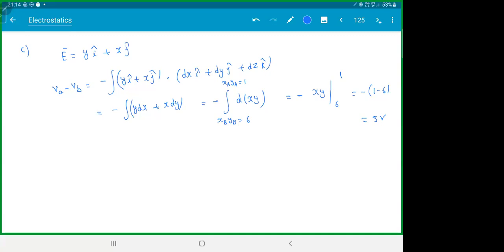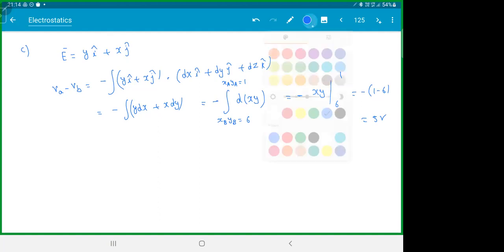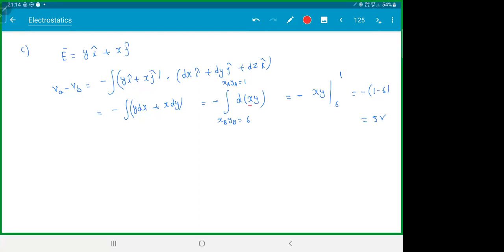Understood what we did? Right, everyone? Got it what I did? So you can't integrate y dx plus x dy separately. You can treat this entire xy as one term. Let's call it t. So this will become tb, this will become ta. Is that making sense? This is how you integrate perfect differentials.